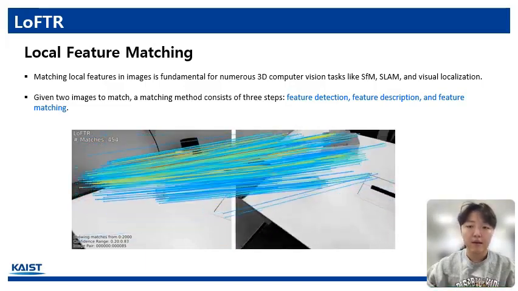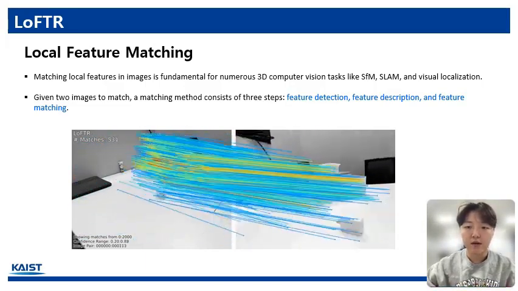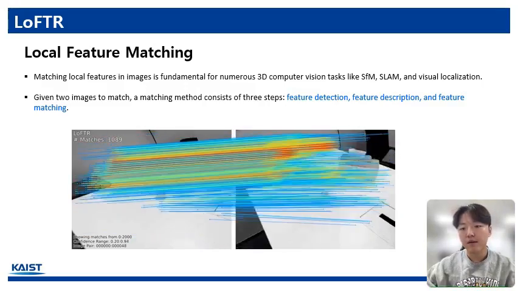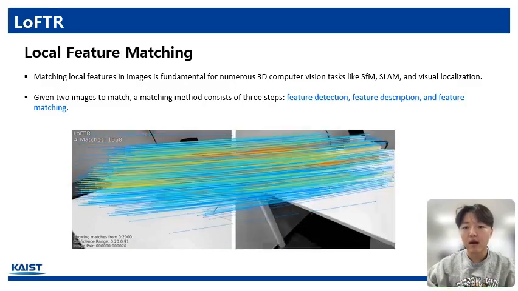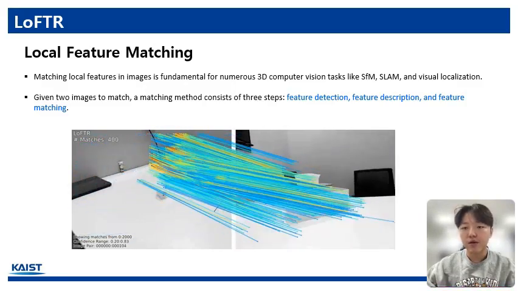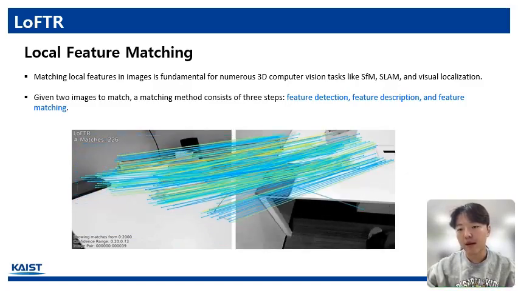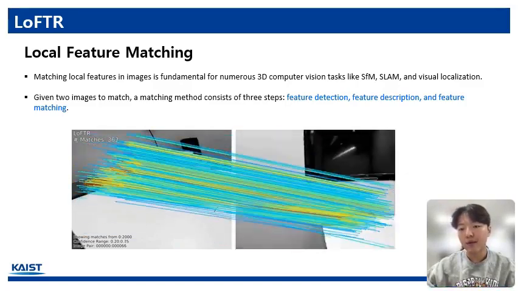The final step is feature matching, where the system matches features between two images. By establishing correspondence between the features, we can understand how the world changes between the two viewpoints. This is essential for tasks like SLAM, where we need to precisely track a camera's position and orientation.